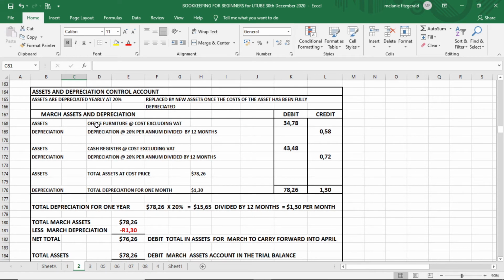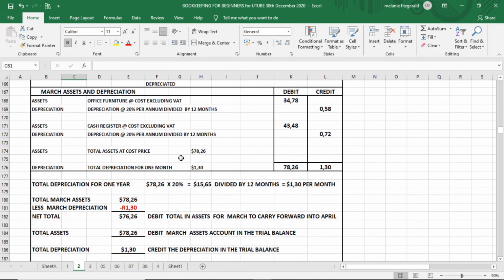The assets, the furniture at cost price, excluding VAT, we're going to put on the debit side, $34.78. The depreciation at 20% per annum divided by 12 months was 58 cents. Okay, the cash register, we've got a cash register at cost price, excluding VAT, $43.48 on the debit side. The depreciation of that cash register at 20% per annum divided by 12 months was 72 cents.